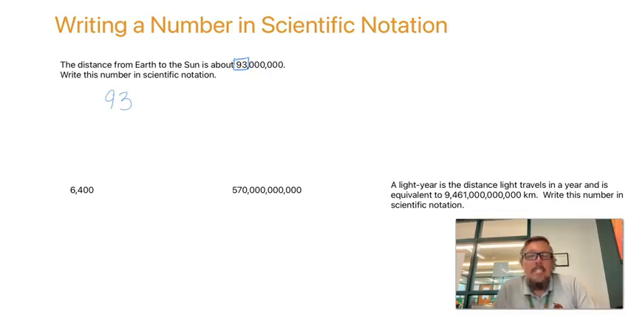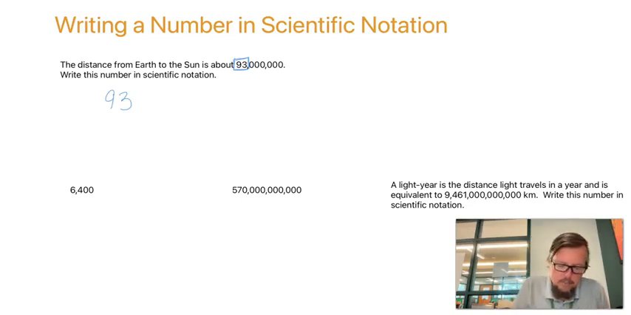And now we are going to put a decimal in this number so that the number is between 1 and 10. And that's important. We're going to put a decimal here so that the number's between 1 and 10. Where could we put a decimal in 93 so that it's between 1 and 10? The obvious answer is between the 9 and the 3. In between 9 and 3, we get 9.3, and 9.3 is between 1 and 10.